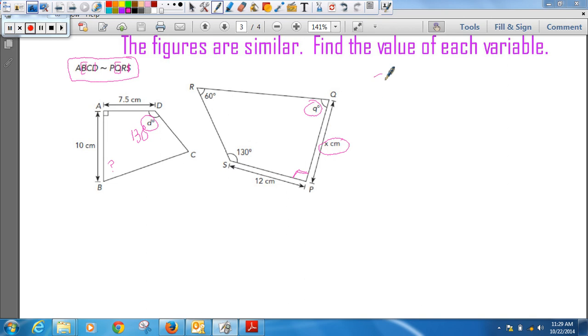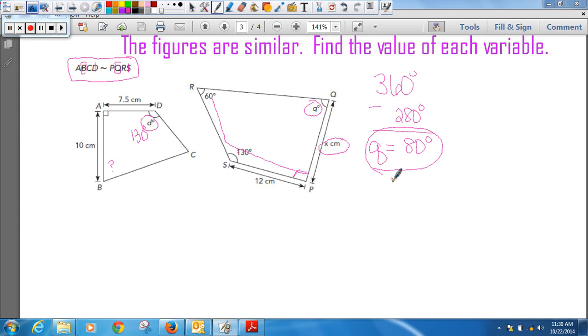Well, I know there are 360 degrees in any 4-sided figure. So to find Q, I would take 60 plus 130 plus 90 and get 280 degrees. So currently I know 280 degrees are being used between these 3 angles. So I can subtract that and see what's left for Q to be. If I subtract that, I get 80 degrees. So Q is equal to 80 degrees.